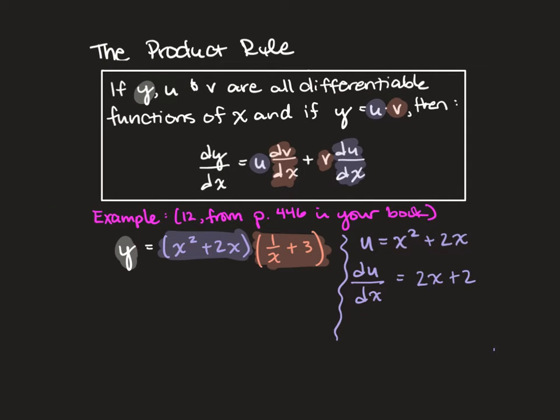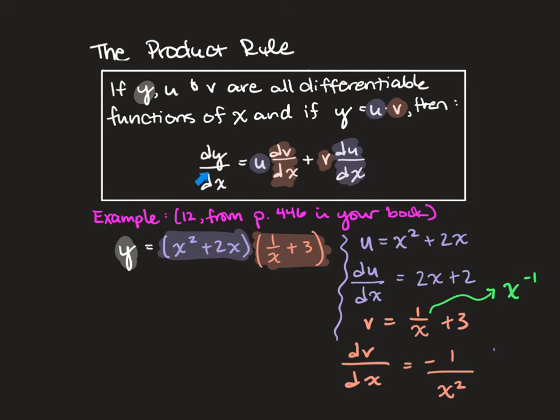v is 1 over x plus 3, and then dv dx is going to be negative 1 over x squared. And again, this comes from the fact that I could rewrite this as x to the negative 1. So that negative comes down and multiplies, and then you subtract 1, it becomes a negative 2, so it's that. Let me know if you have trouble on that.